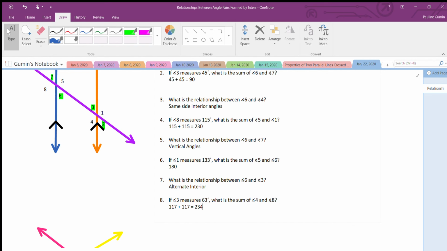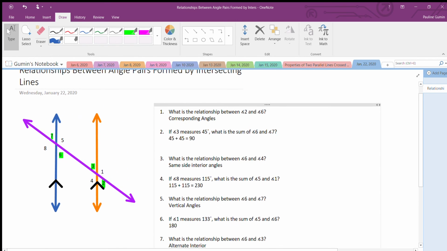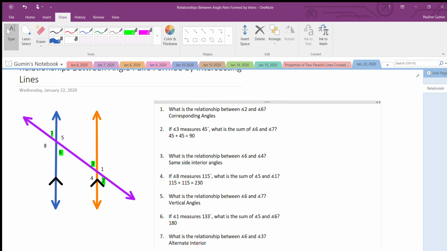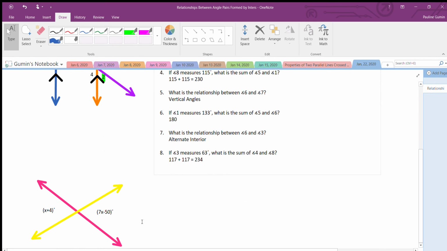Okay, sweet. That was what we did for these types of problems. We practiced our vocabulary, and we used the properties to solve the problem. Lastly, we solved problems like this one. And what we want to do here is find all of the angle measurements for this intersection. So this one, this one, this one, and that one.